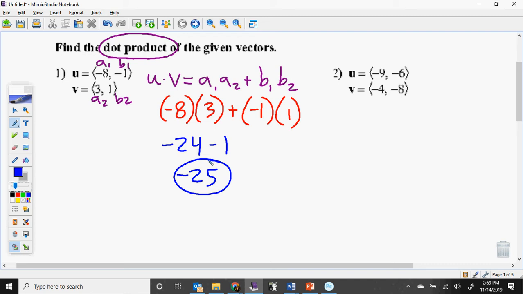Numbers 2, 3, and 4 are exactly the same, so I'm going to skip down and do numbers 5 and 6. So you can pause right here if you want to go ahead and try those next three.